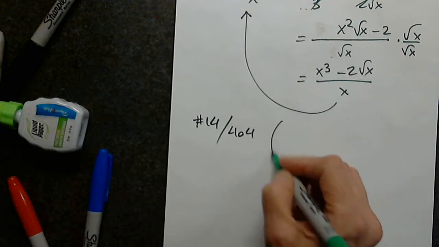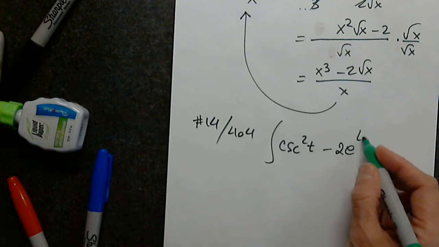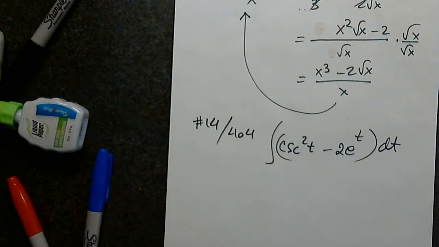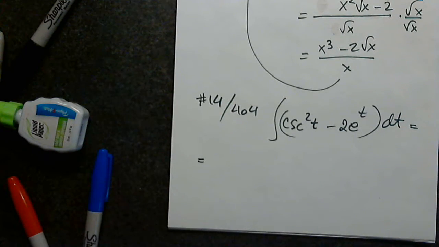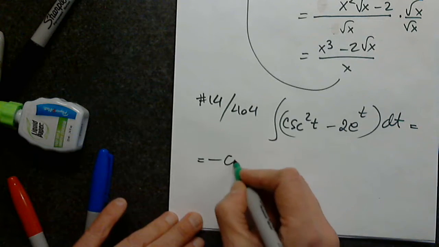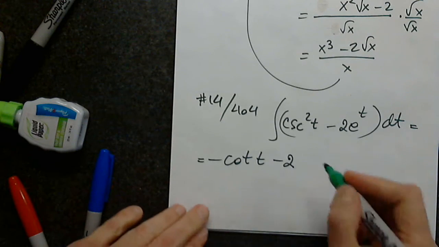This is the integral of cosecant squared t minus 2e to t dt. Which function prime is cosecant squared? Cotan t? Yes, with minus. Very good. Minus 2. Which function prime is e to t? That's the nicest, isn't it?